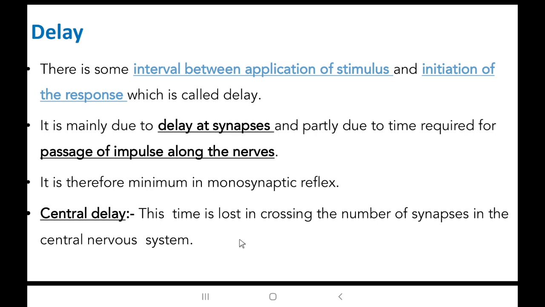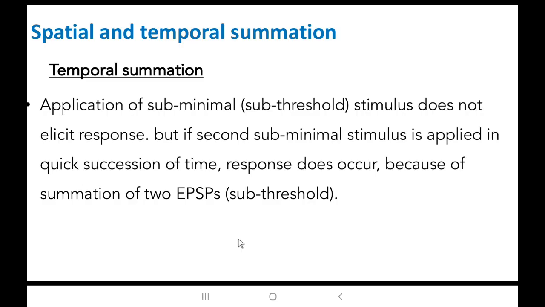So this is our second property. Now the third property: spatial summation and temporal summation. Let us begin one by one. Temporal summation: application of a subminimal or subthreshold stimulus does not elicit a response, but if a second subminimal stimulus is applied in quick succession of time, the response occurs because of summation of two EPSPs. This is called temporal summation.